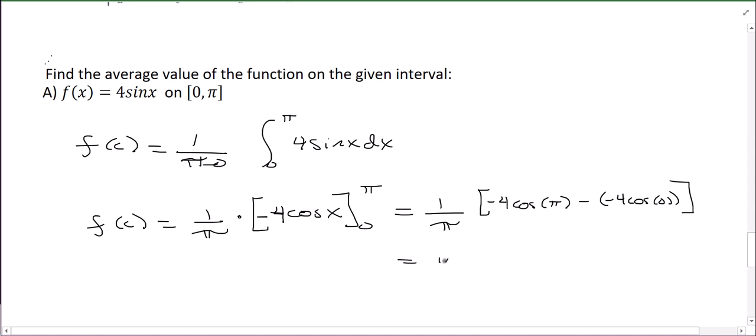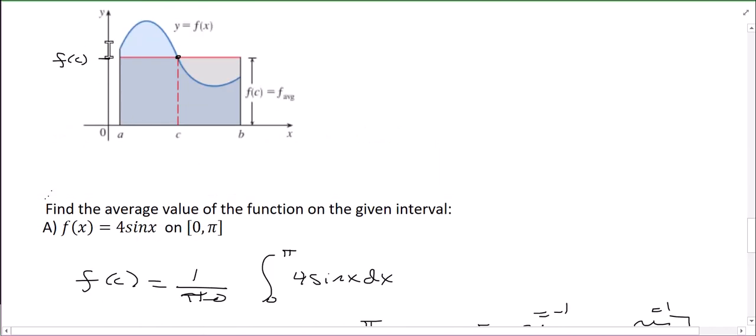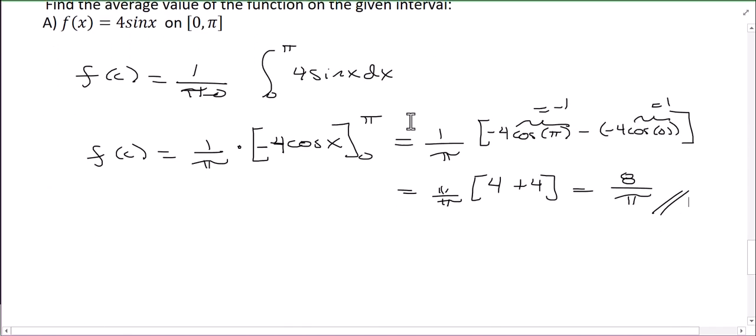And evaluate that. So I have 1 over pi times, cosine of pi is negative 1. So I have negative 1 times negative 4, so that will be positive 4. Cosine of 0, that's 1. So I have negative 4 times 1 is negative 4, so minus a negative 4, so plus 4. So I end up with 8 over pi. So that will be the average value of the function. So 8 over pi will be the y value, where I will have to then draw the height of that. So 8 over pi times b minus a is going to give me the value of the area.